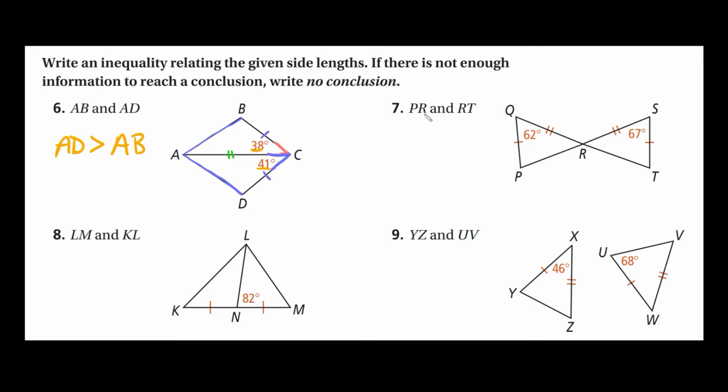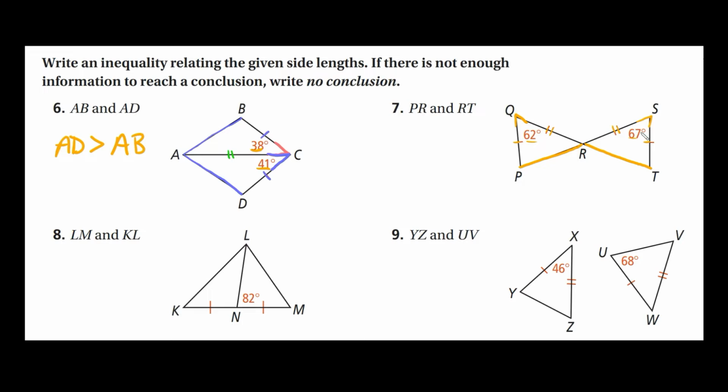The next one says we're going to compare PR and RT. So again, as you can see, we have two congruent sides, right? This side is congruent to this side is congruent to this side, and we also have the angle between the two congruent sides, right? So we have this angle right here, which is 62, and this angle right here, which is 67. So again, we can just compare the numbers.